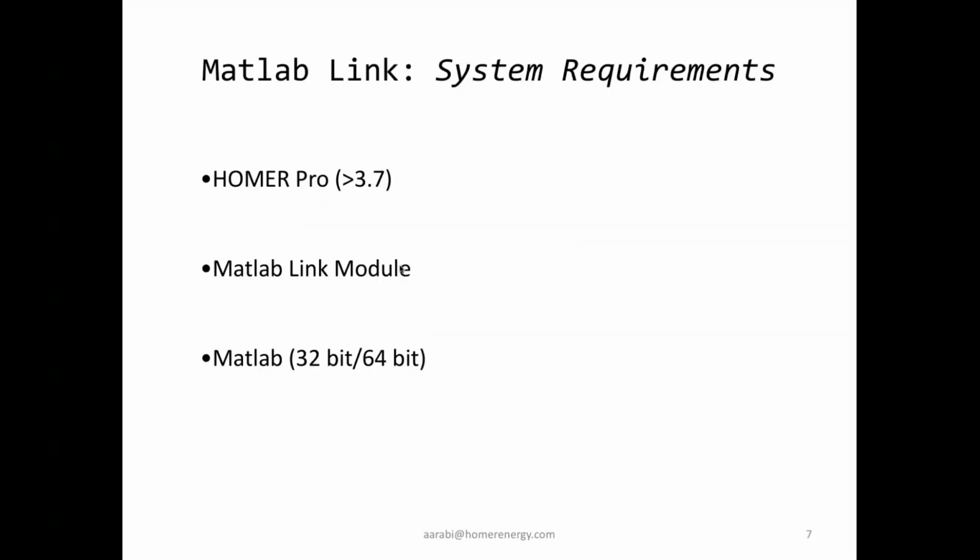Now let's dive into MATLAB Link. If you decide to build a custom dispatch using MATLAB Link, then you will need to install HOMER Pro. A version greater than 3.7 will work. We're currently on 3.12.3. You also need to purchase MATLAB Link module. And you also need to have MATLAB installed on your system. It's important to note that if you're using 32-bit HOMER Pro, then you need to use 32-bit MATLAB. And if you're using 64-bit HOMER Pro, then you need to have 64-bit MATLAB.